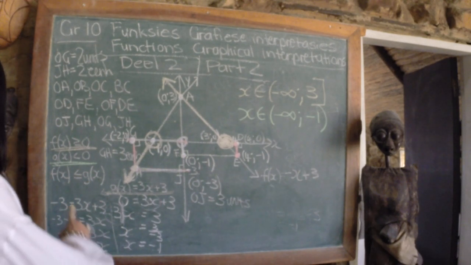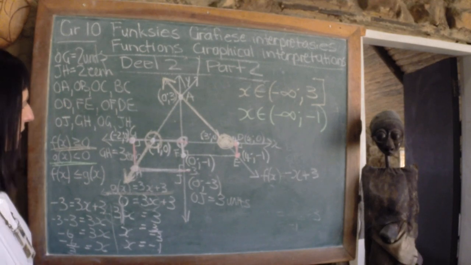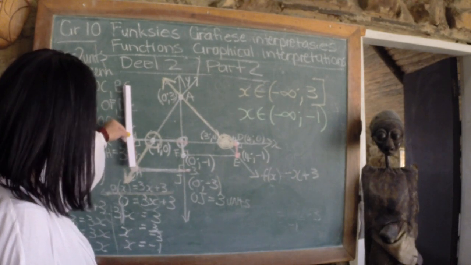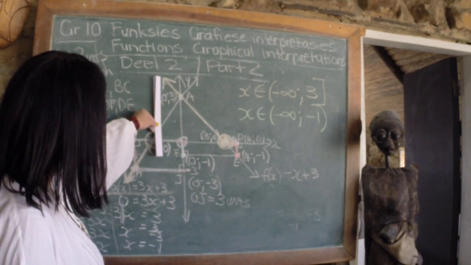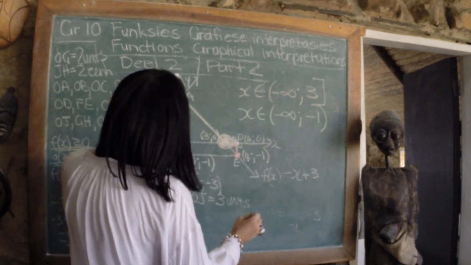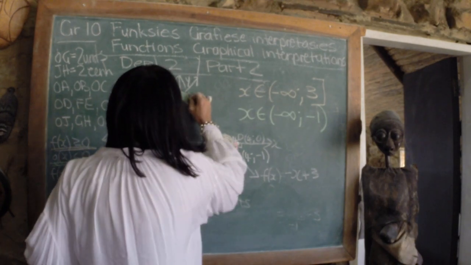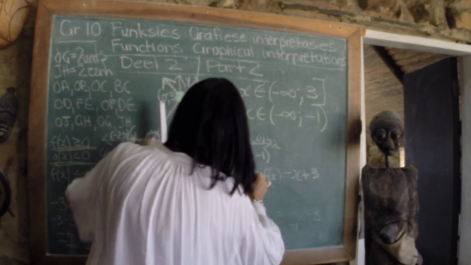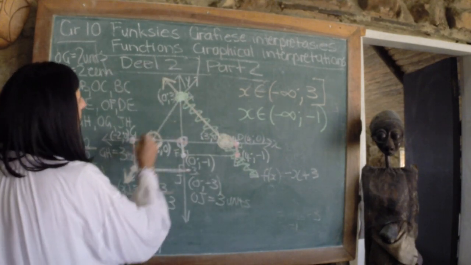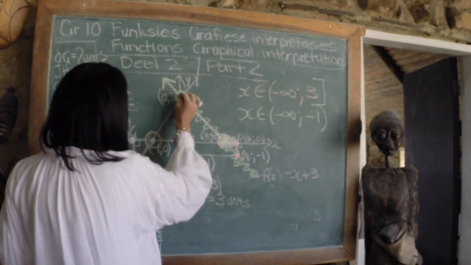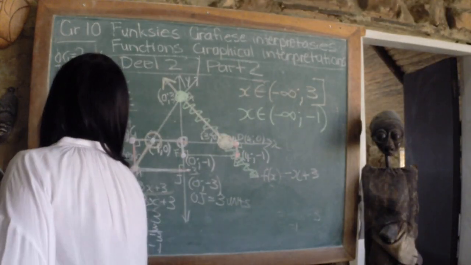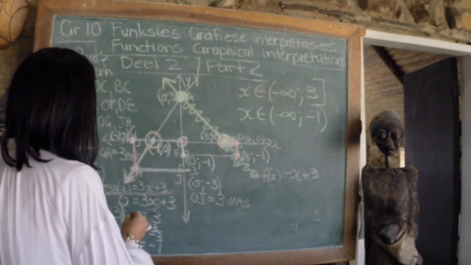Met ander woorde, waar lê fx aan die onderkant van gx? Hierdie is fx, waar lê hy aan die onderkant? As jy daar kyk, dan is fx die hele tyd bo. Hier is die tweeetjies gelyk aan mekaar en net van daar af aan gaan lê hy onder gx. So watter waardes lê hy onder en gelyk aan? Watter x-waardes? OK, kom ons kry 'n ander kleur.